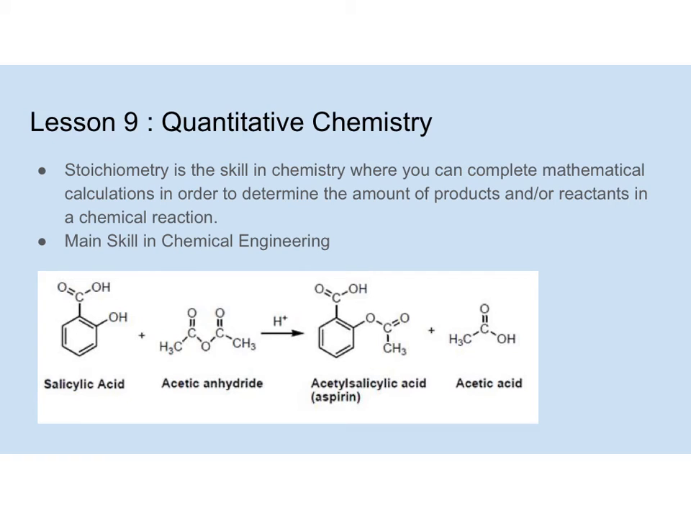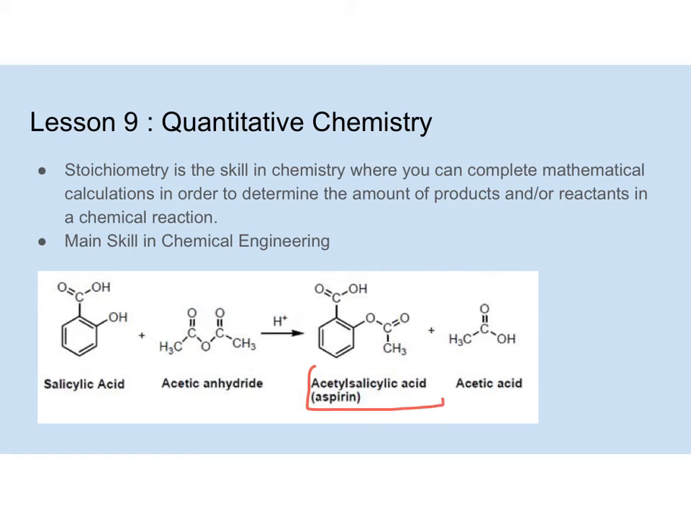Okay, so stoichiometry is a skill in chemistry where you can complete the mathematical calculations in order to determine the amount of products and/or reactants in a chemical reaction. Now, what we're doing is we're kind of going through what a chemical engineer would do. Because what a chemical engineer would do is, say you're going to make an aspirin tablet.